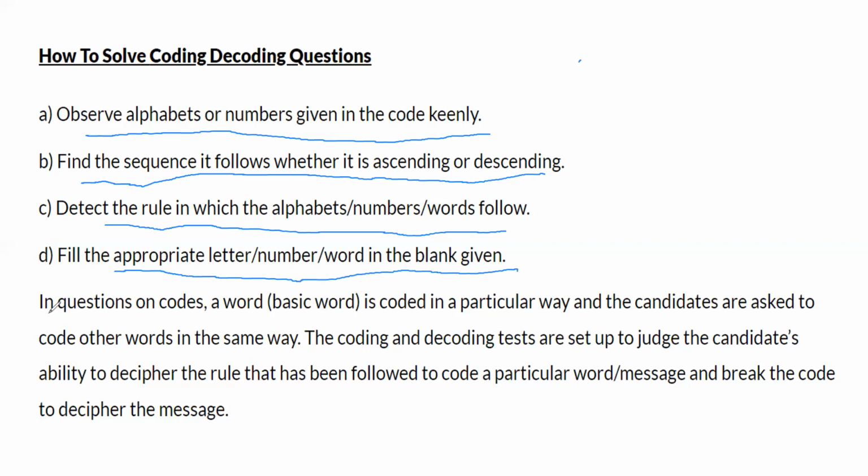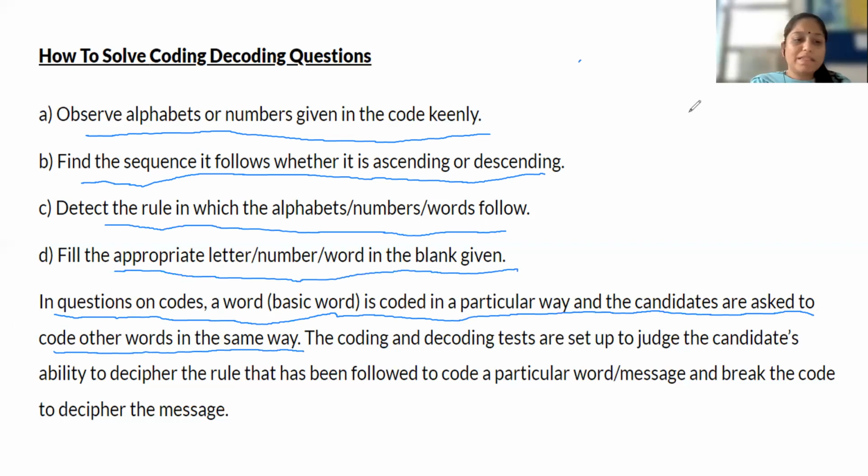In questions on codes, a word or a basic word is coded in a particular way, and the candidates are asked to code other words in the same way. Now, what they do is they basically give you an example, for example, they give you tiger is coded as ger. Then they ask you, what do you think lion is coded as? And they may give you 3-4 options, and you have to decode it by using these points which we just discussed. Then you have to reach your right answer and mark the same, right?